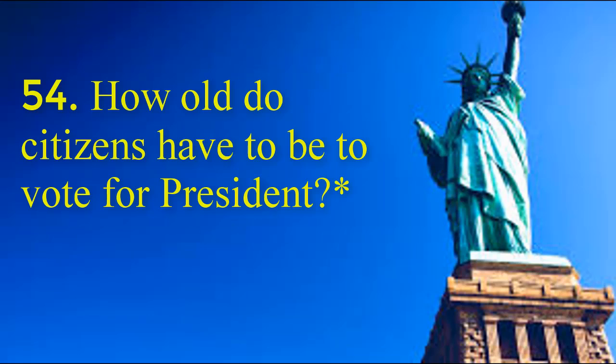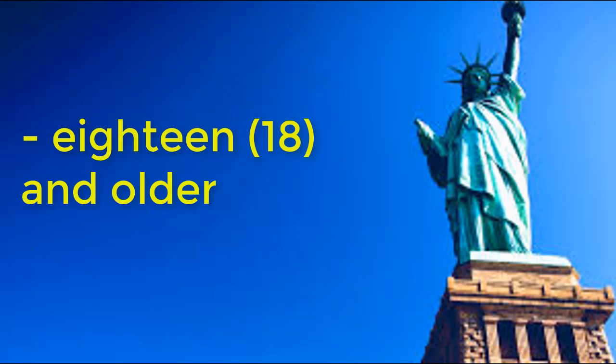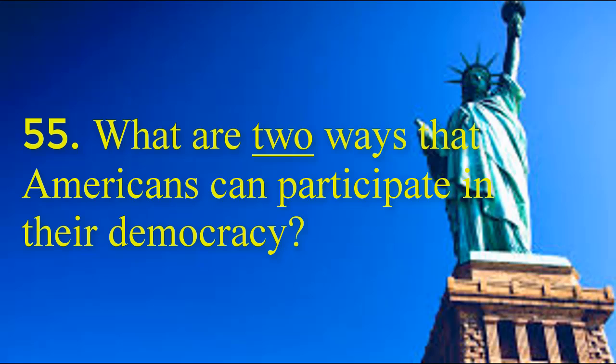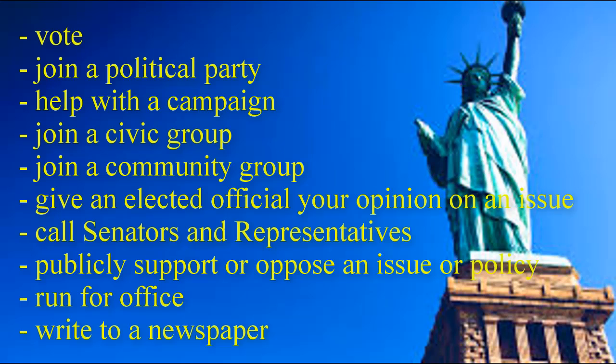How old do citizens have to be to vote for president? 18 and older. What are 2 ways that Americans can participate in their democracy? Vote. Join a political party. Help with a campaign.